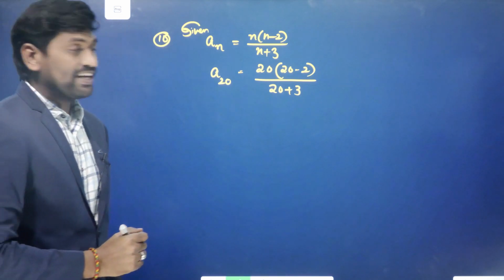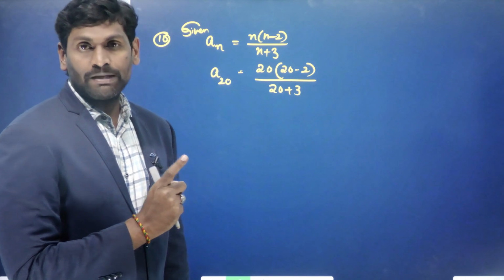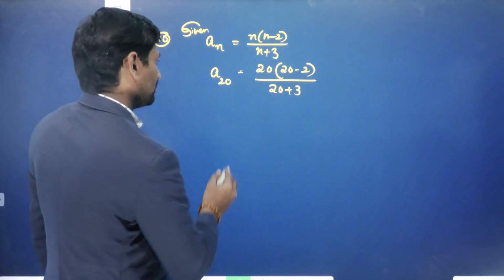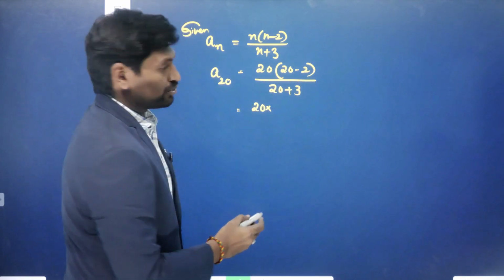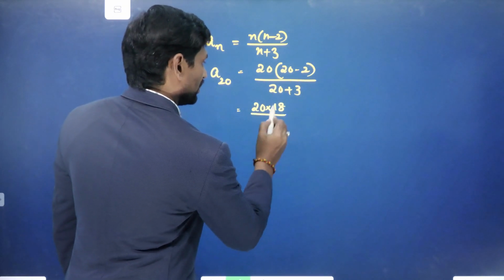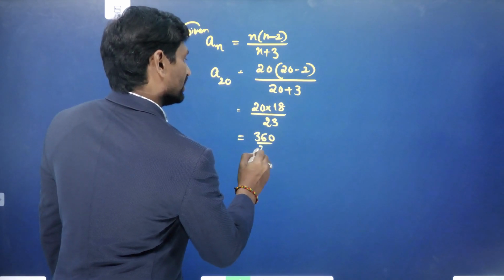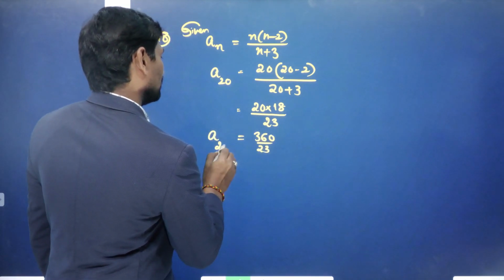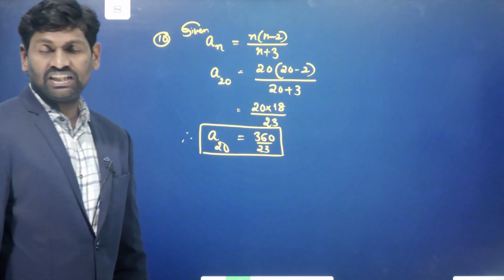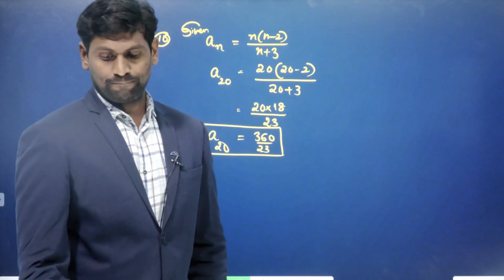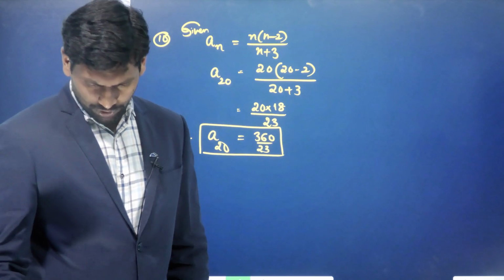Whenever you see n, we can substitute 20. That equals 20, and 20 minus 2 is 18, divided by 23. 20 18s are 360, so 360 by 23. This is our required answer. Therefore the 20th term equals 360 divided by 23. Let us go to the next problem.